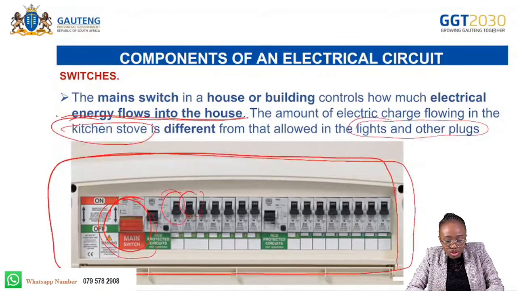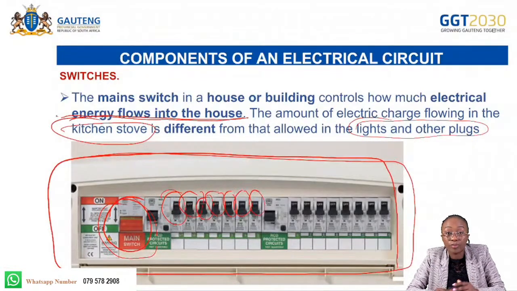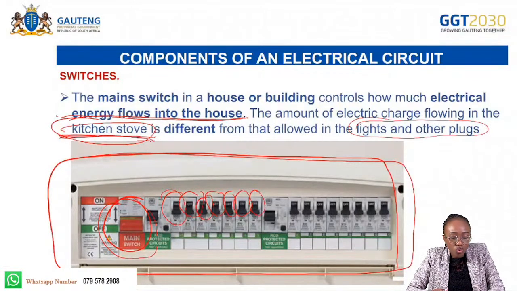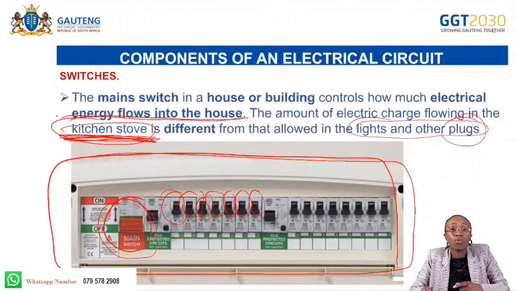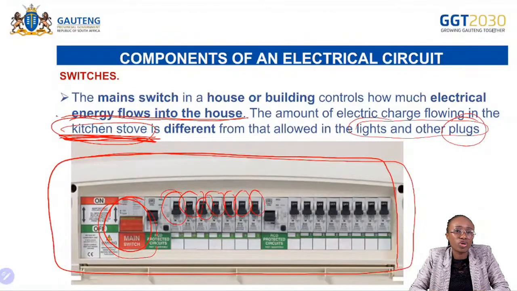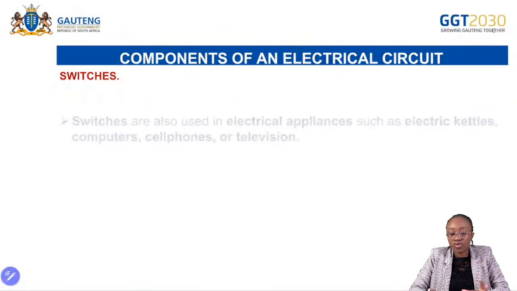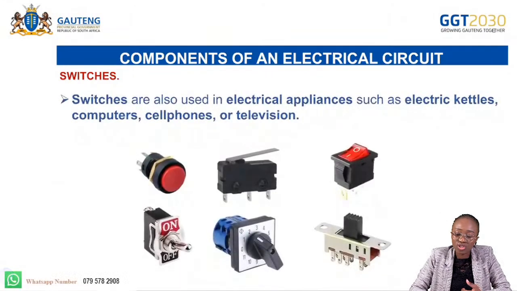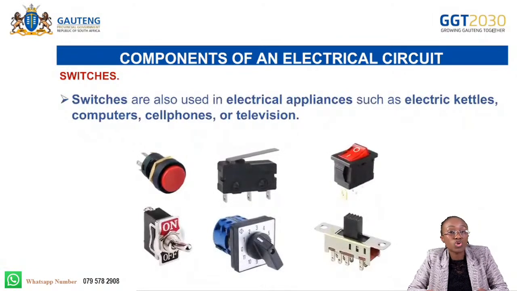Then the other switches there, as you can see, there's more than one of them because there's more than one plug or electrical outlet in the house. There's one for the kitchen, so the amount of electricity that flows to the plug for the kitchen is very different to the one that's going to flow to the plug where you're connecting a television set or an electric kettle, or where you wish to charge your phone. So this is very important. Switches are also used in other electrical appliances, as I've mentioned. They are used in electric kettles, in computers, in cell phones, in torches.